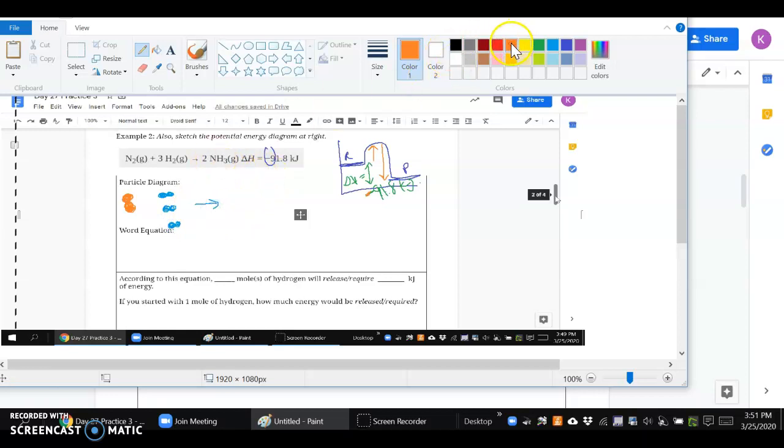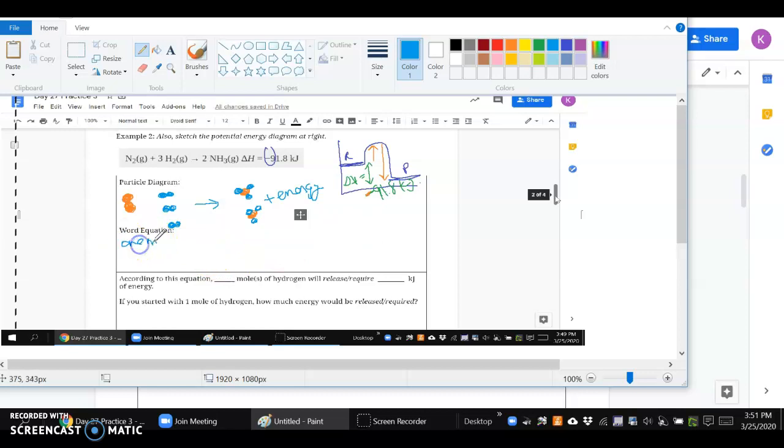And then I'm going to have 2 moles of NH3. So here's one, and here's going to be one. Then for the H3, I have 3 there, and then I have 3 there. So we can see that this is balanced. You could also add the plus energy here if you want, because energy is coming out. That's why it's negative, because it's on the right.